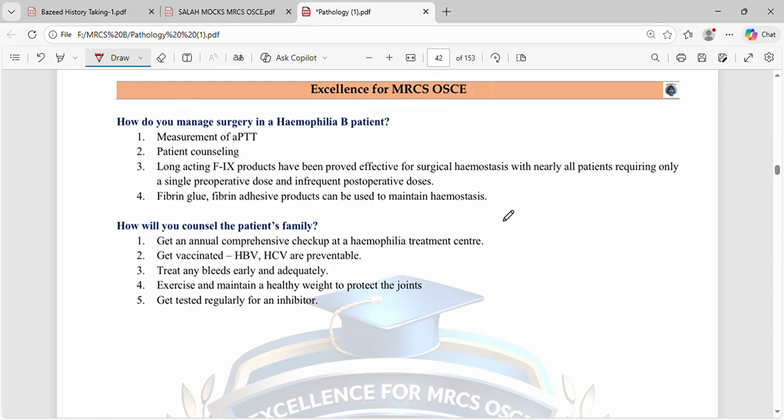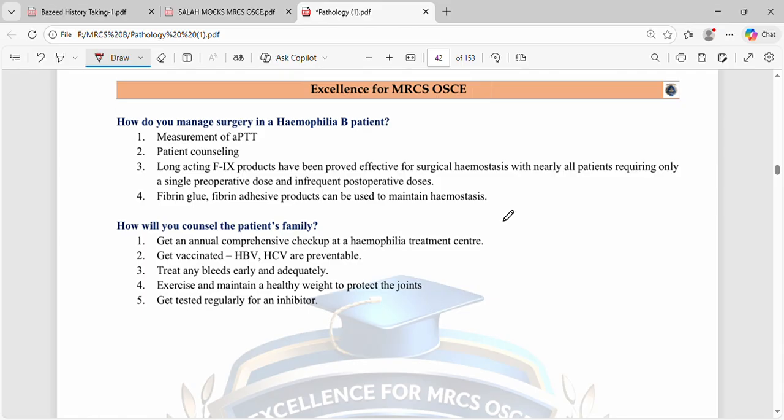How do you manage surgery in a hemophilia B patient? You have to do measurement of APTT first, and patient counseling. You have to counsel the patient beforehand that there can be bleeding. Long-acting factor 9 products have been proved effective for surgical hemostasis, with nearly all patients requiring only a single pre-operative dose and infrequent post-operative doses. Fibrin glue and fibrin adhesive products can be used to maintain hemostasis.